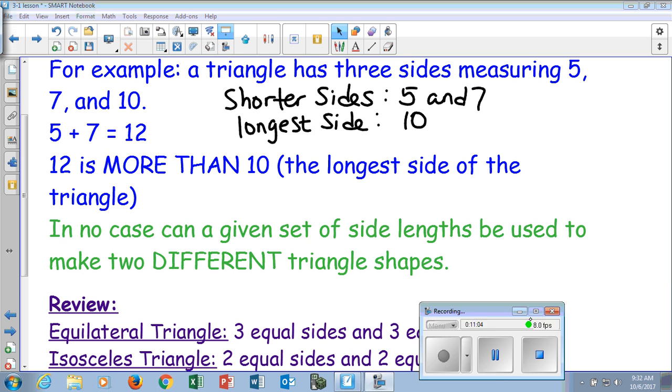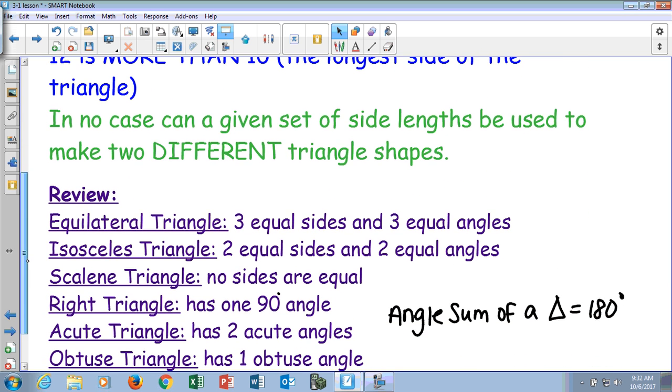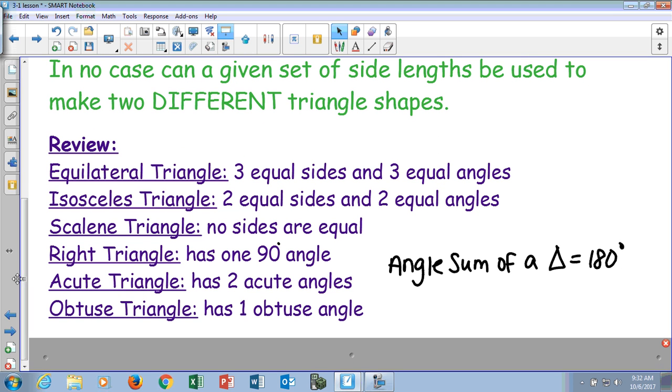Okay. So, in terms of the review, all right, move this up just a little bit. So, equilateral triangle. Okay, we've talked about these, right? Just try and get them down. An equilateral triangle has three equal sides and three equal angles. An isosceles triangle has two equal sides with two equal angles. Okay? Just get them down right now.